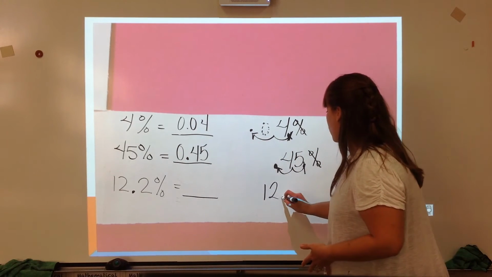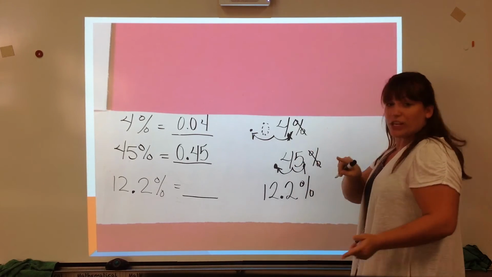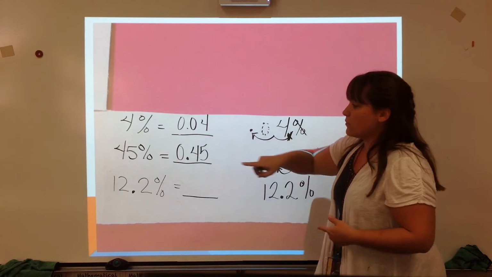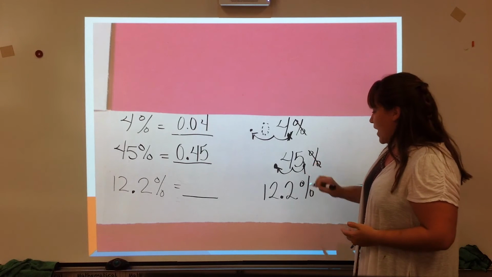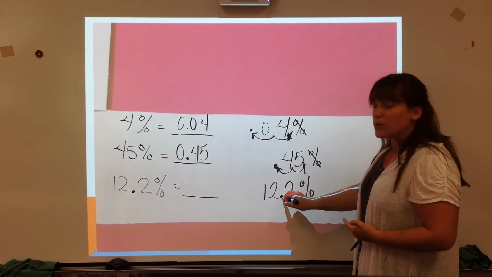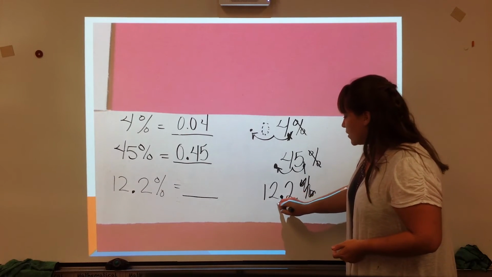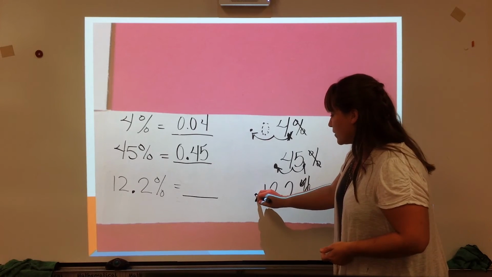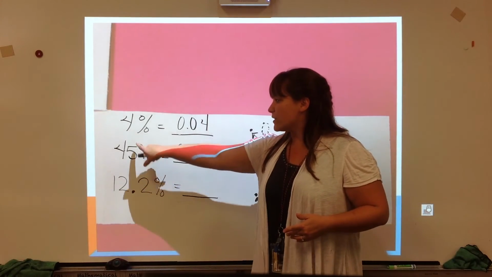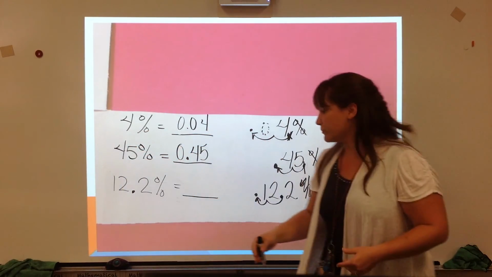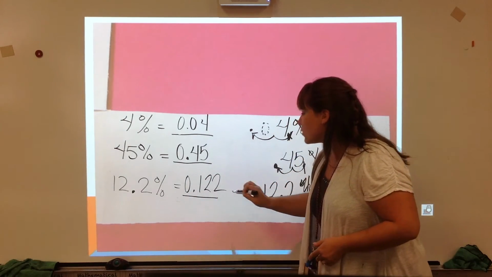So if you are starting out with the number 12.2%, on these two, the decimal point, we actually had to put them in because 4% wasn't a decimal point there, and 45%, we had to put it at the end. Here, it's already sitting in between these 2 2's, so all we have to do to change it to a decimal is move it 2 places from where it is. So sometimes the decimal point will be there, like 12.2. Other times we'll have to stick it at the end because it's a whole number. So this answer will be 0 and 122 thousandths.